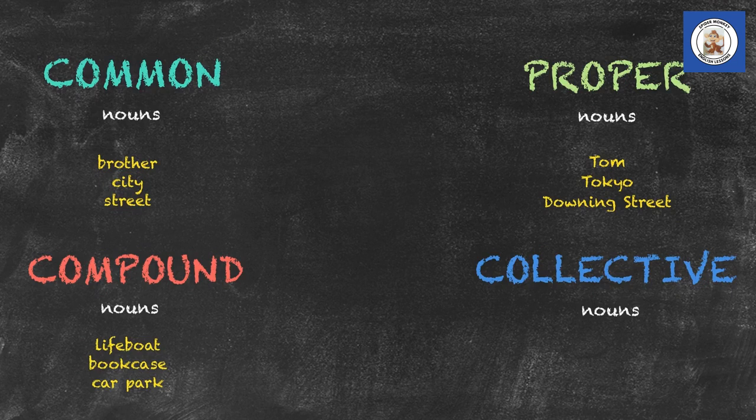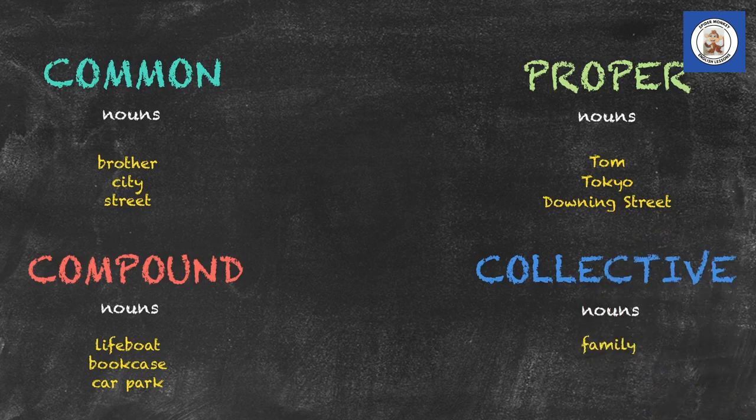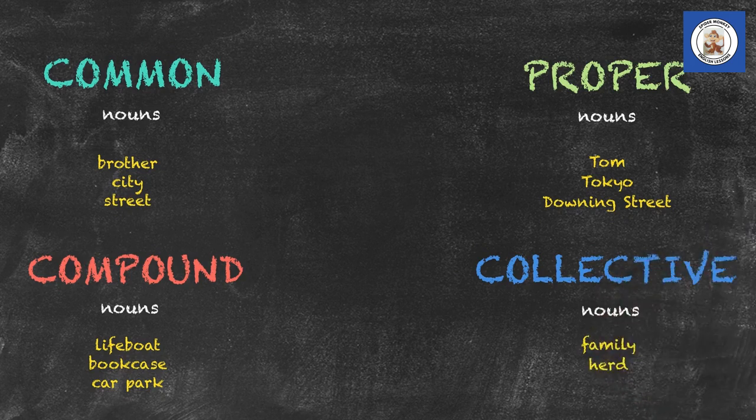We also have our collective nouns. Collective nouns are the nouns that group individual things or people together. Family is one example. Family groups together relatives. We also have herd, a herd of cattle. Another example would be a pride of lions.